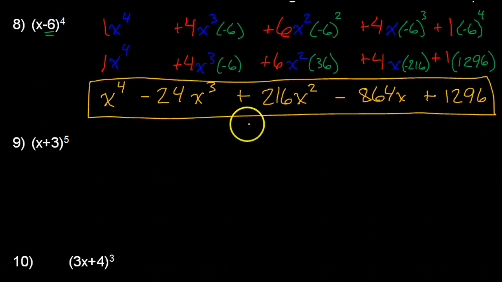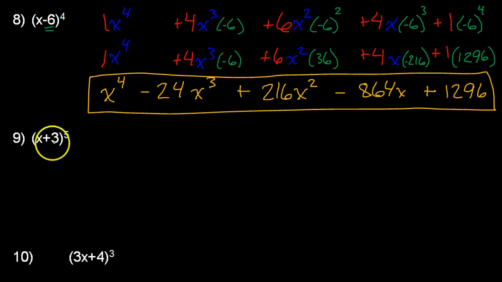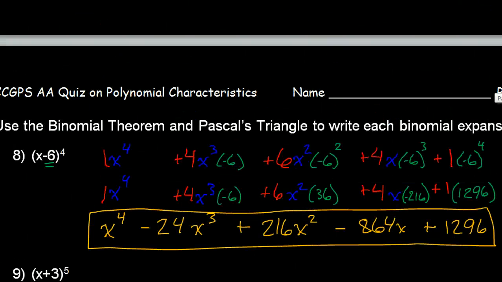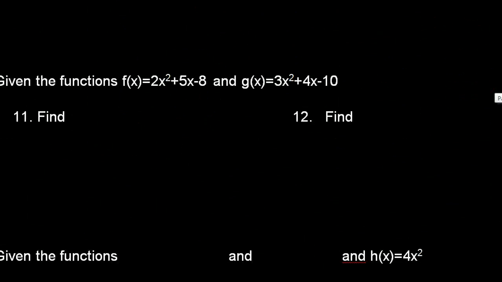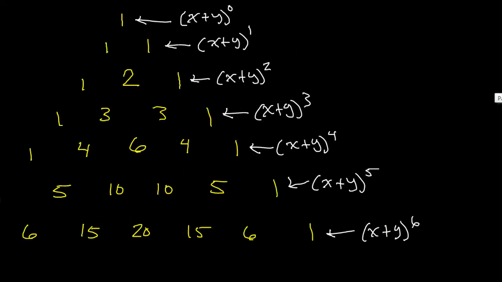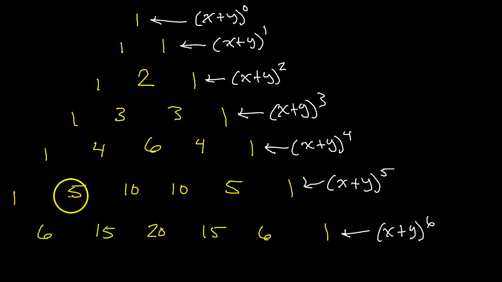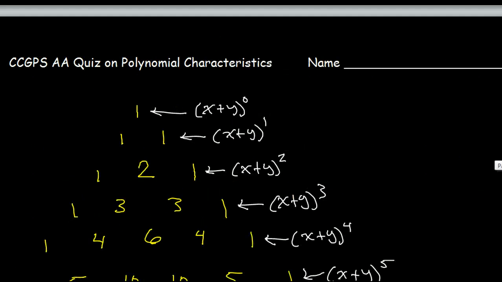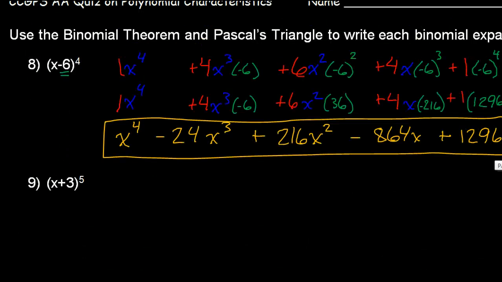Alright, look at number 9. x plus 3 to the 5th power. So, glancing at our Pascal's triangle, see, this is the 5th power. This is going to be long. Alright, the 5th power, the coefficients are 1, 5, 10, 10, 5, 1. Okay, it's going to take a lot of space. Might have to write small.